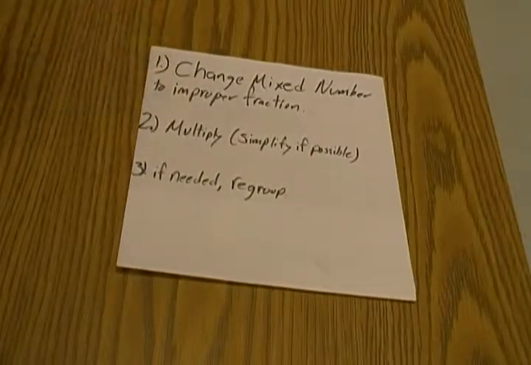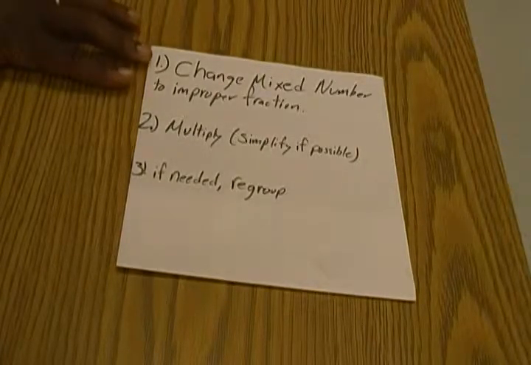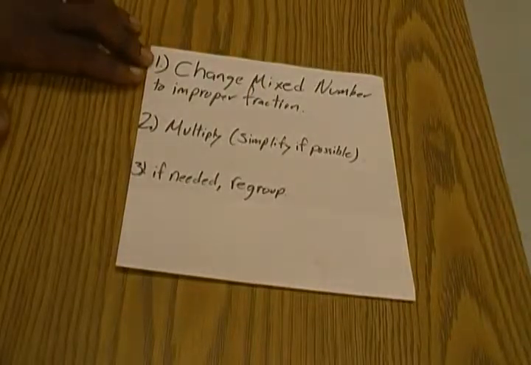Today we talked about multiplying mixed numbers and fractions. There's a couple of things that they really need to focus on, and this is not just a one-step process. This actually requires a couple of different steps for them to do. First, they need to change the mixed number into an improper fraction.